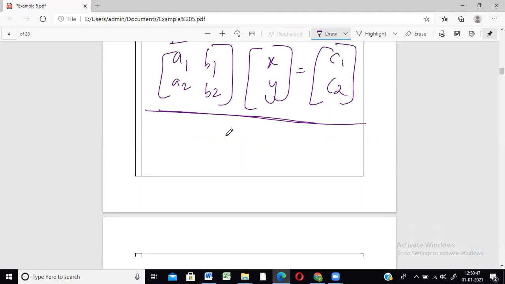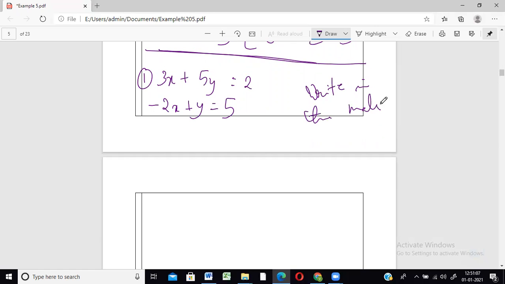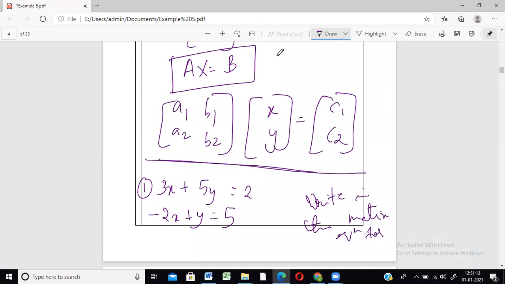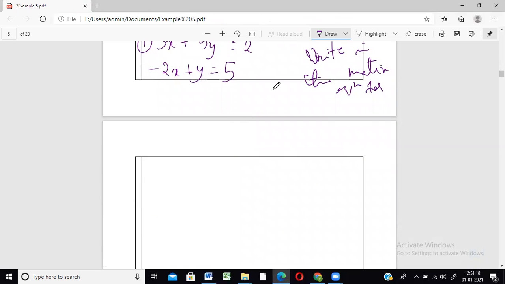Okay, for example, if you have a question like this, where they are giving you the equations 3x plus 5y is equal to 2 and minus 2x plus y is equal to 5. Now if they tell you to write this in the matrix equation form, what is matrix equation form? This is only matrix equation form, right? So ax is equal to b.